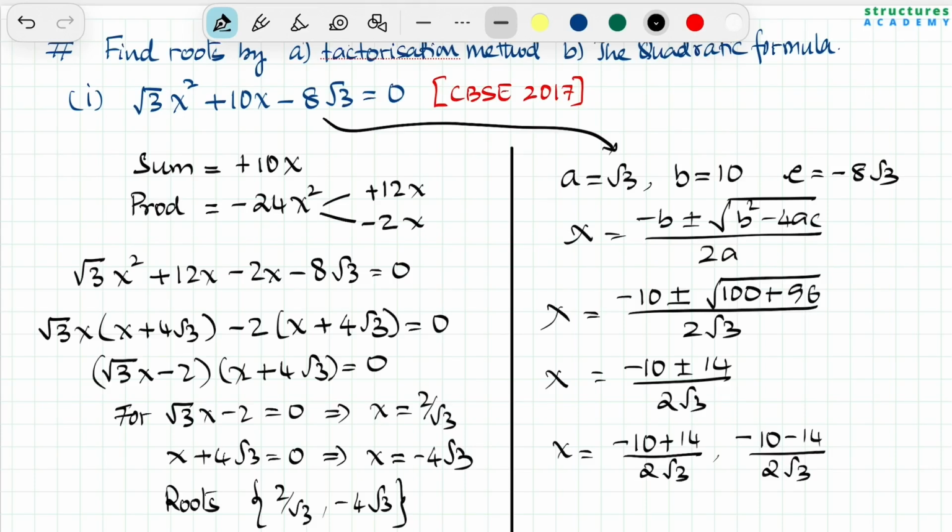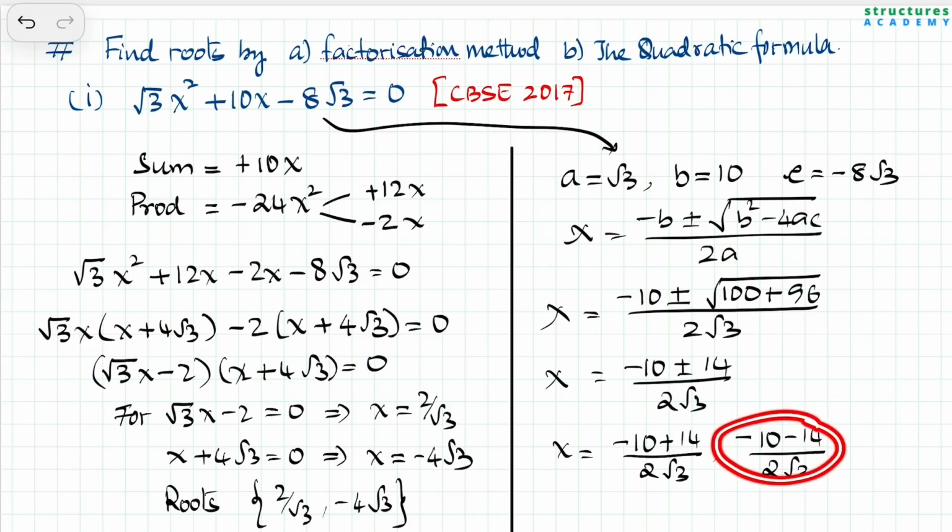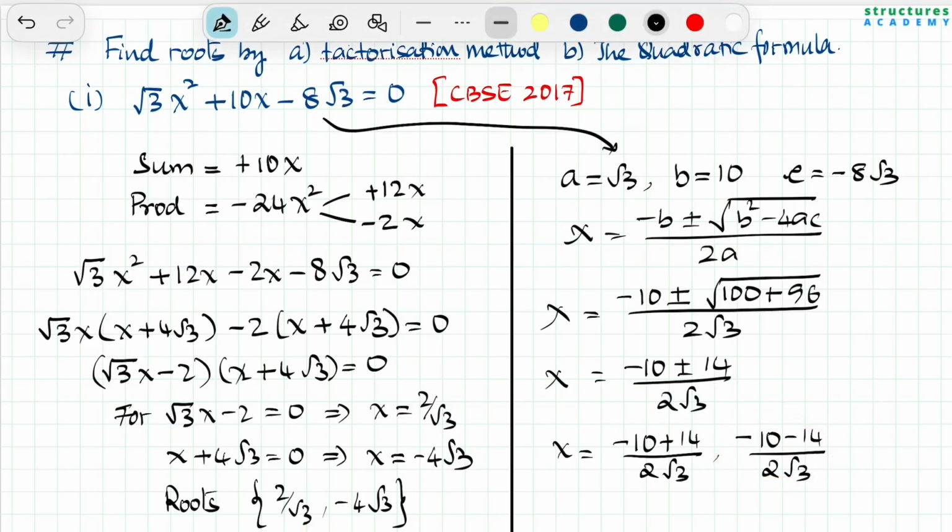14 minus 10 is 4, and then 2 cancels out, 2 by root 3, which is this root. This we have to further simplify. This I will straight away write as 2 by root 3.